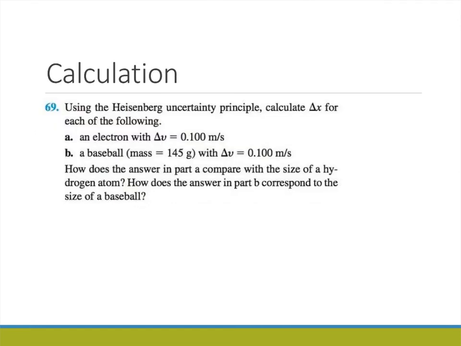So, let's use Heisenberg's uncertainty principle to calculate the uncertainty in position for each of the following. As I said, this is a bedrock principle of all of science. The uncertainty principle is hugely important. So I want you to be able to calculate uncertainty in position and uncertainty in velocity. So, using the Heisenberg uncertainty principle, calculate the delta x for the following. So we have an electron with a delta v, an uncertainty in velocity, of 0.100 meters per second.